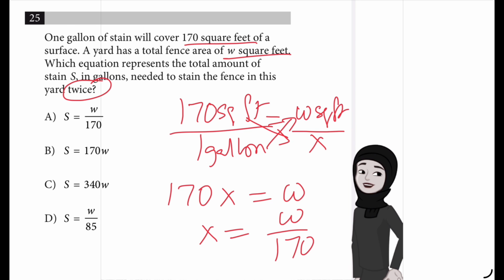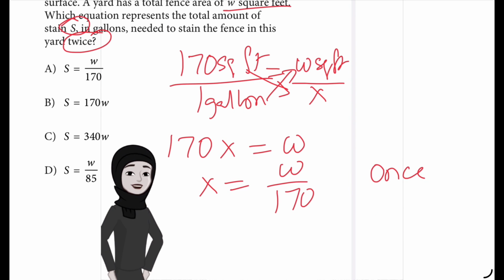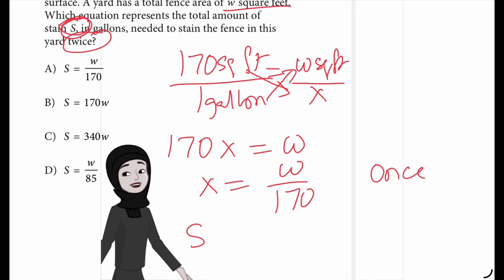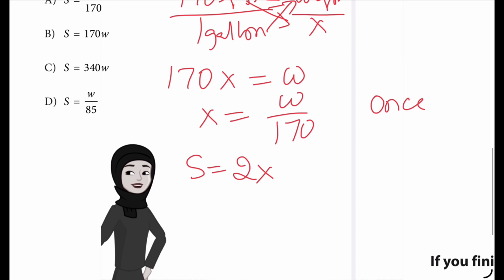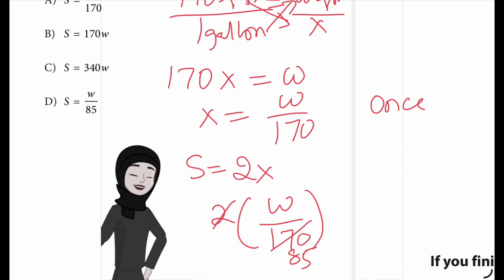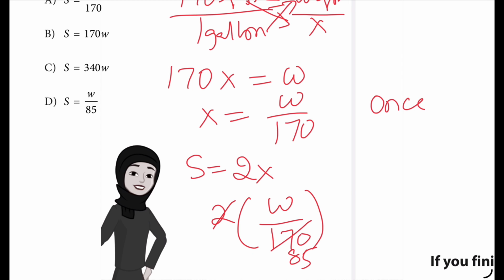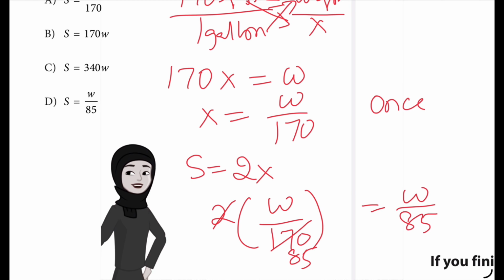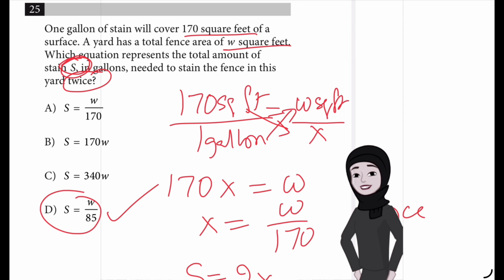But this is to do it once. And S represents, in this case, because we have to do it twice, 2x. So I have to just double this W by 170 gallons needed. When we simplify this, 170, if it is reduced or divided by 2, both the numerator and denominator, I will be left with W by 85, and that is matching answer choice D. So choice D is correct.